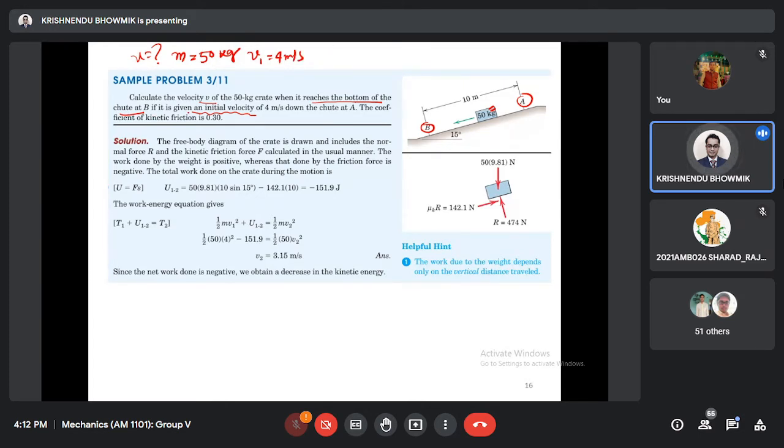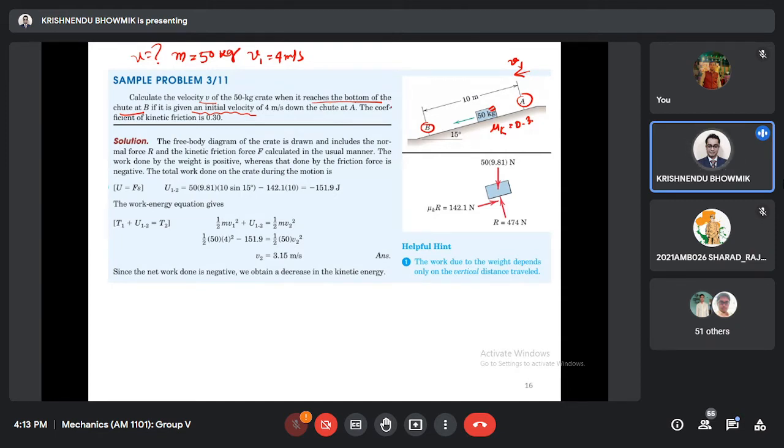Okay, it is given an initial velocity that is downward along the incline. This is v1. The coefficient of kinetic friction, mu k, is 0.3. We have to calculate the velocity. Now we have to be very careful to solve this problem.